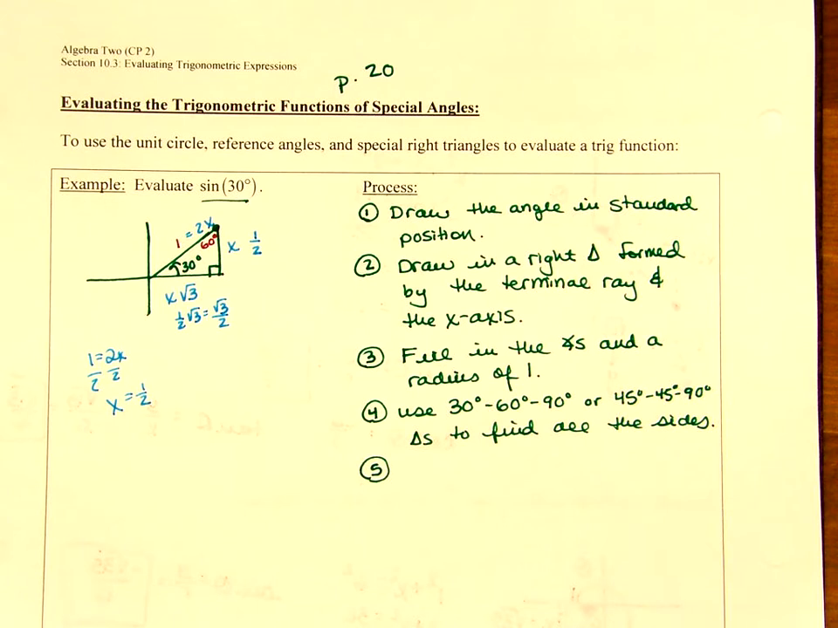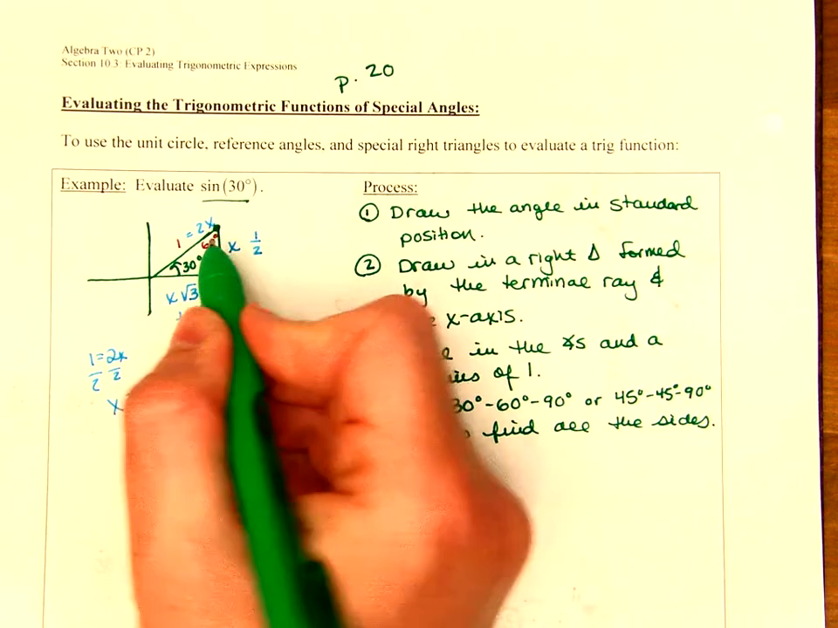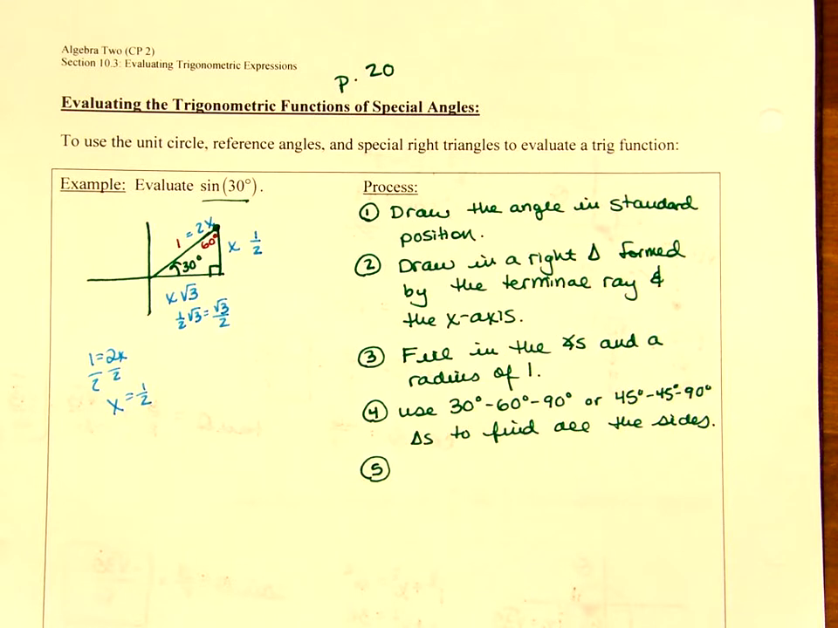Step number 5. I'm going to use the sides of my triangle to find the x, y coordinates of that point on my terminal ray, of that point over here, paying close attention to the signs, the positives and the negatives, just like we did in the last video.